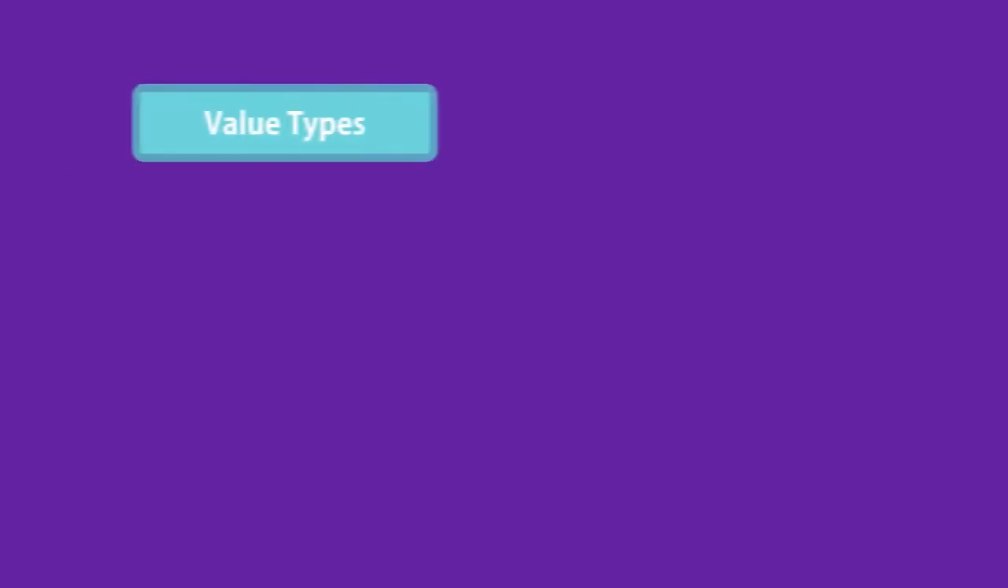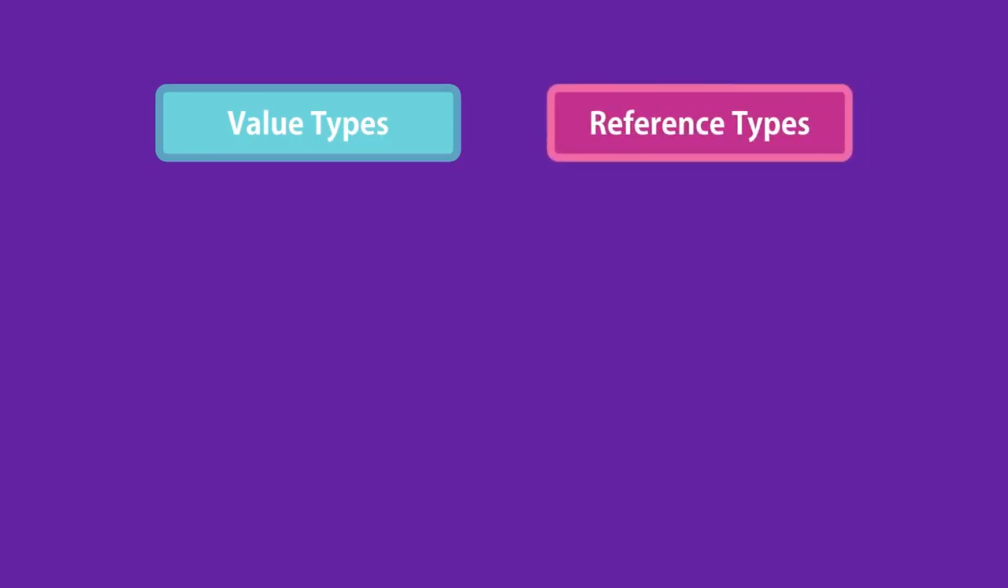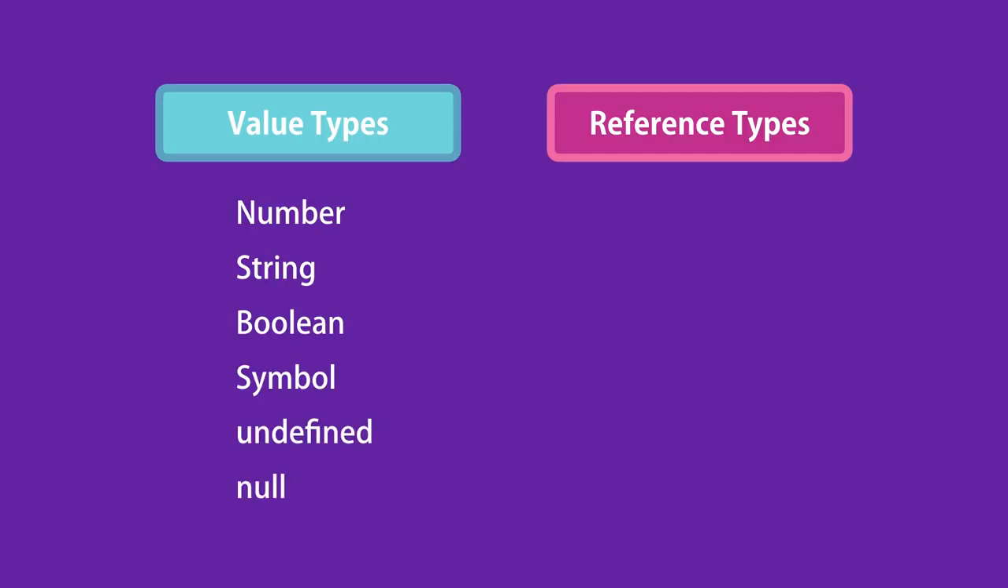On one side, we have value types, also called primitives. On the other side, we have reference types. So in the value types category, we have number, string, boolean, symbol, which is new in ES6. We're going to look at that later in the course, as well as undefined and null. These are the primitive or value types.